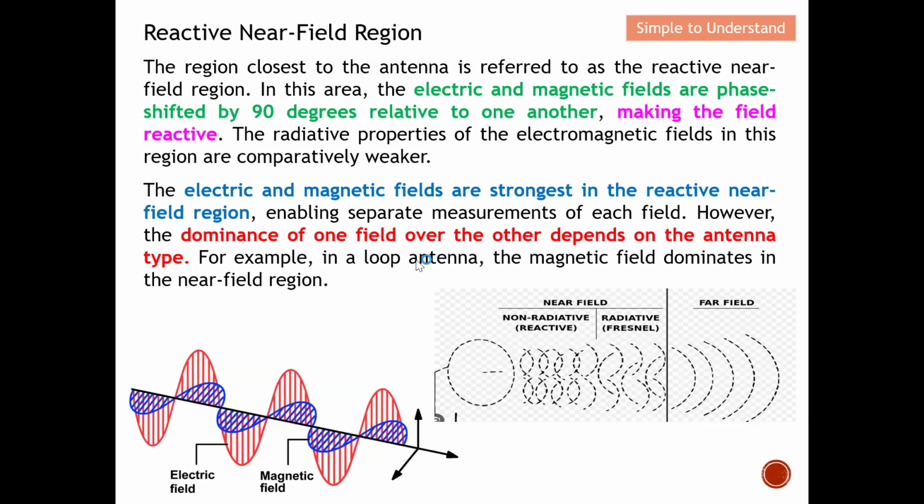For example, in a loop antenna, the magnetic field dominates in the near field region. If this is a loop antenna, you need a current to run in a loop. Once the current runs in a loop, the H field or the magnetic field will dominate. Remember, I told you that the current forms the magnetic field, and the voltage forms the electric field. Imagine this is a loop antenna with a current running around, so it becomes dominated by the magnetic field. This is what you want to say over here.